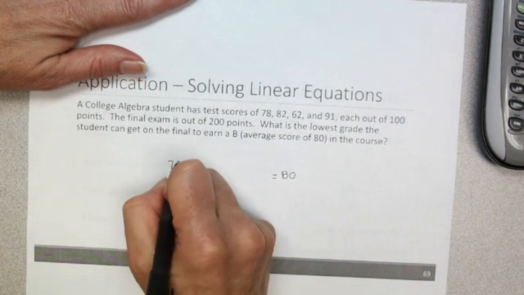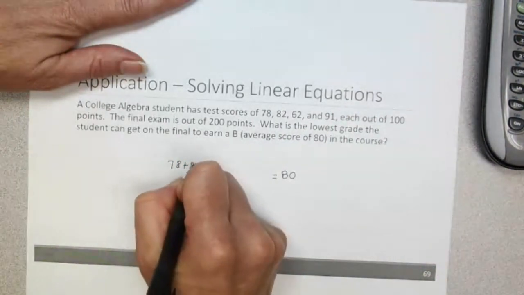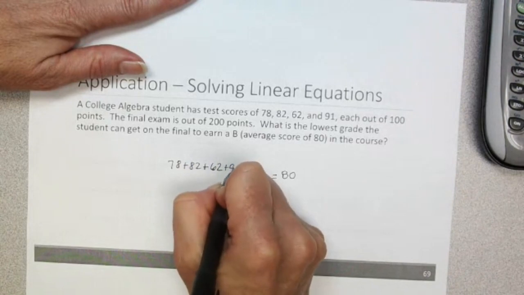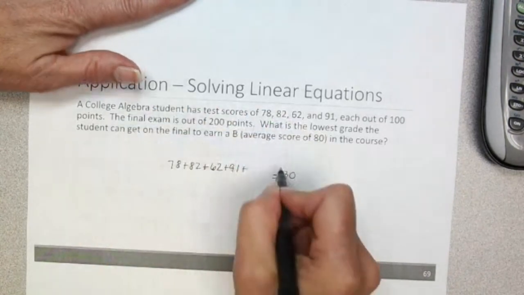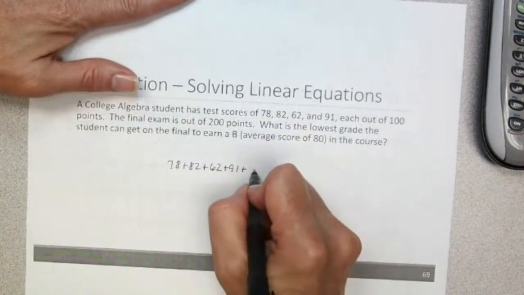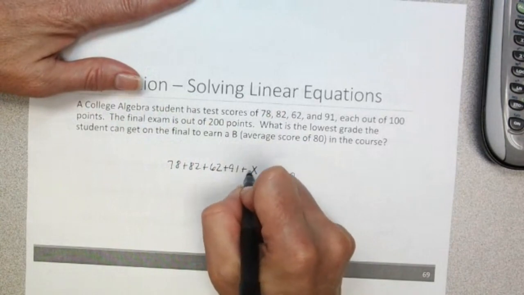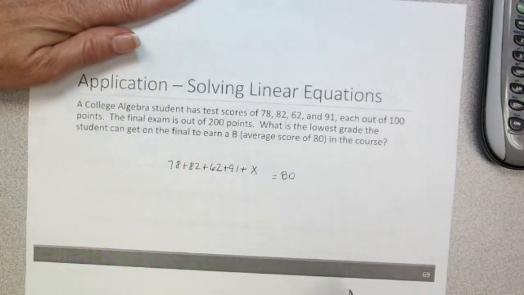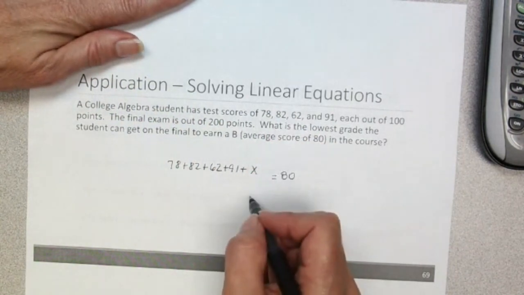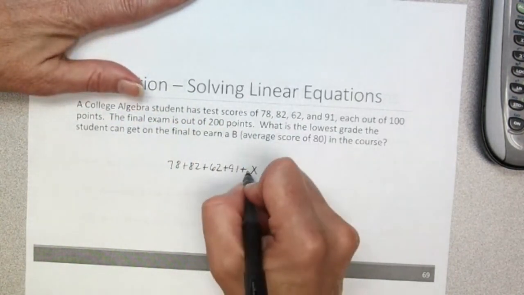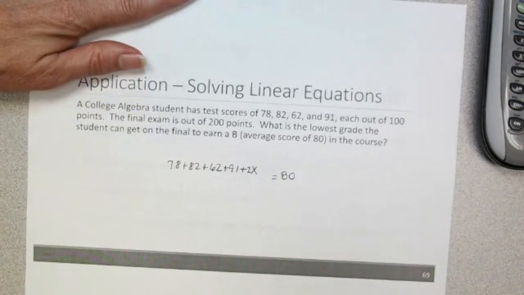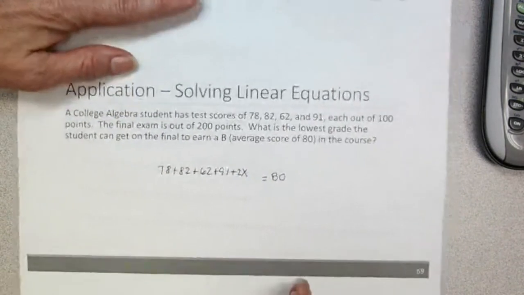So that'd be 78 plus 82 plus 62 plus 91 plus, I don't know the score on that final exam, so we'll call it X. But if that's going to be worth 2 tests, because it's out of 200 points, then I might call that 2x. It's like 2 tests, right? That's one way to do this.